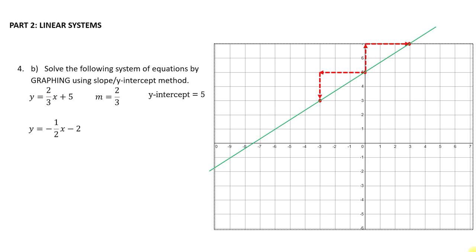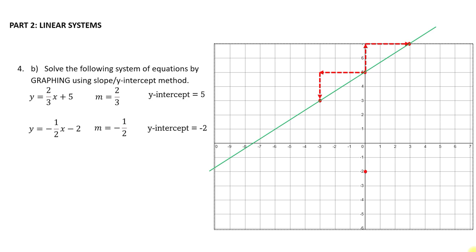Our second equation, y equals negative 1/2 x minus 2. Our slope is negative 1/2, and our y-intercept is negative 2. So we can start at that y-intercept.